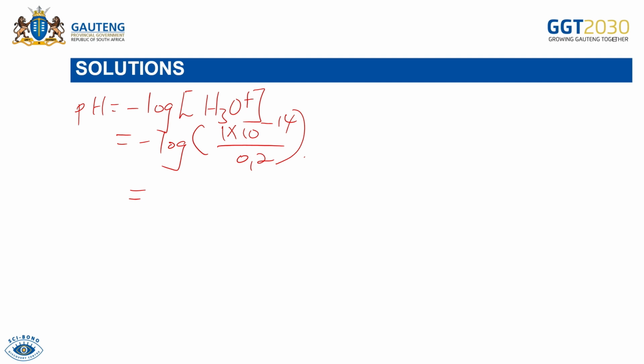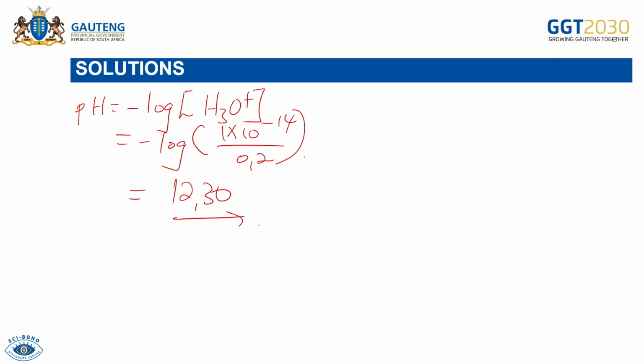So here I'm having negative log of 1 times 10 to the power negative 14 divided by 0.2. Here I'm getting 12.3. So that is the pH of the sodium hydroxide solution. Yes, I'm expecting the pH to be greater than 7, but still less than 14. If it happens that you get a negative pH or a pH that is greater than 14, then there's something wrong, so you need to go back, right? So that is the pH of that solution.